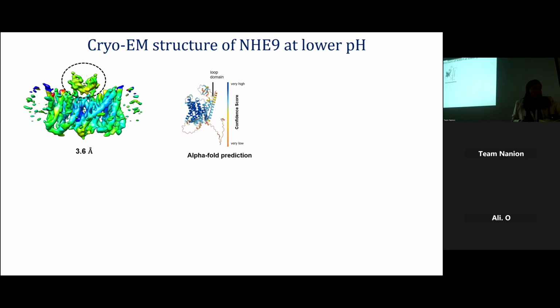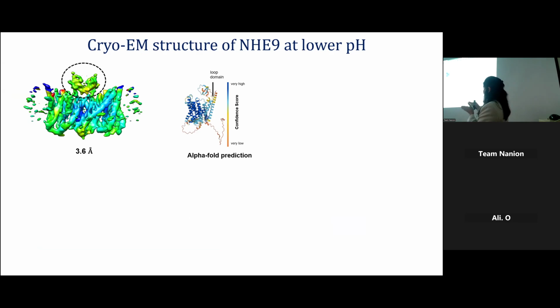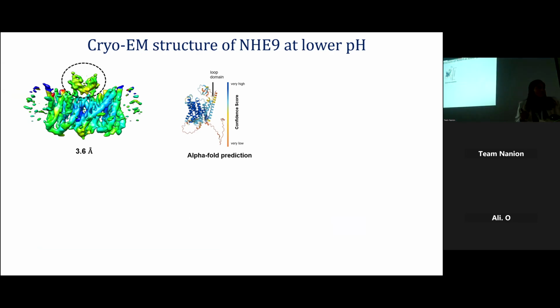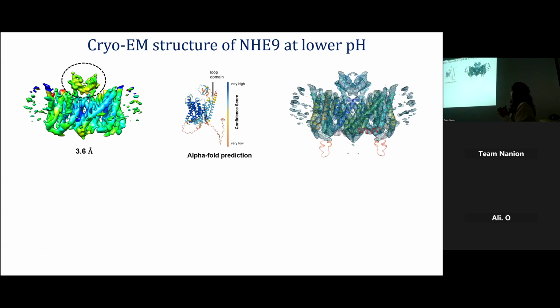And AlphaFold already predicted the loop domain with an okay confidence score. So we tried to fit the AlphaFold model of the loop domain into the loop domain of the obtained structure. We could see that this density clearly fits into the maps that we got for the loop domain. And when you put it into a dimer, it kind of flips, and the loop domain of one protomer flips to the other protomer, and it forms a nice beta-hairpin loop above the dimer interface.